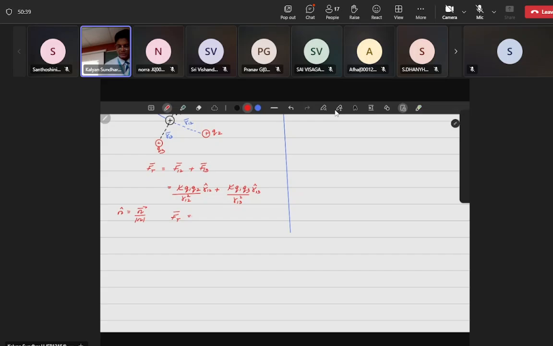So your total summation of forces will be equal to K Q1, I can take it common. What if I'm having n number of charges? So it's a summation of K Q1 Qi divided by r1i square into r1i cap, where i will be from 2 to n.